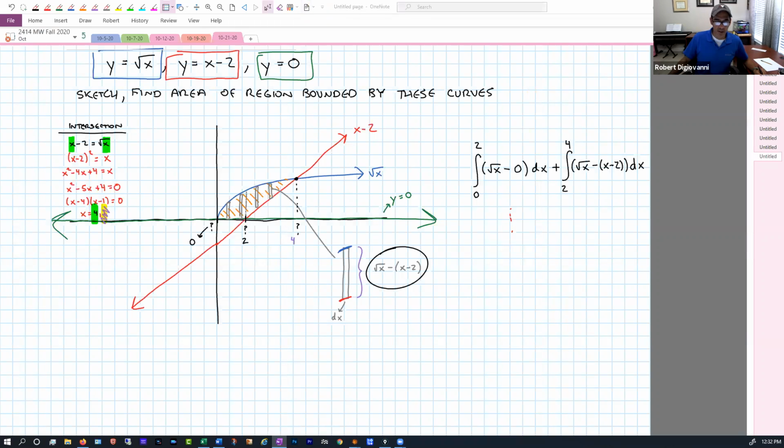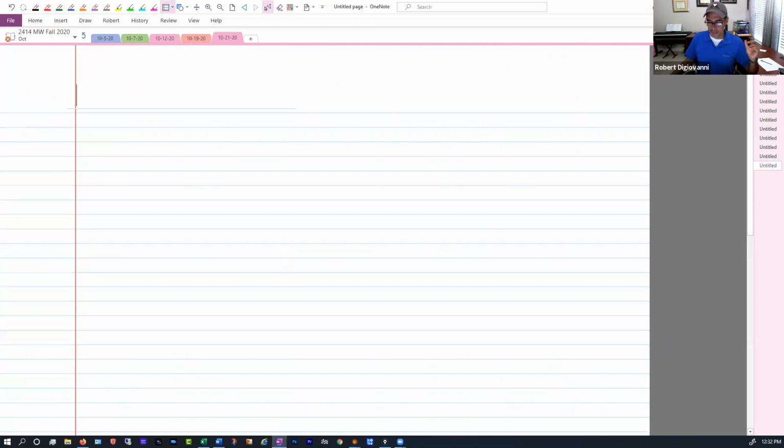Let me see what the next example I have looks like. Let me at least, I think we have enough time. How about this? y equals sine x, y equals, x equals pi over 2, x equals pi.